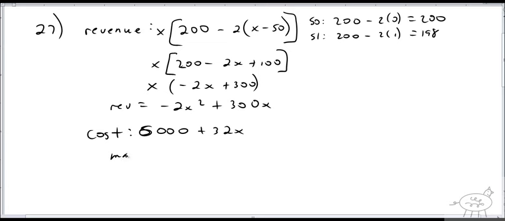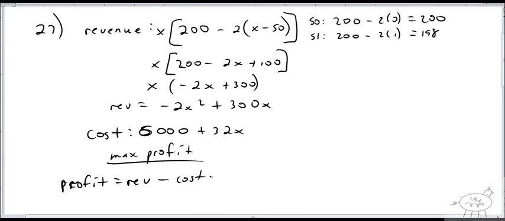All right, so what we're trying to do here is maximize profit. So we're going to look at our profit, which is equal to revenue minus the cost. Okay, so we're going to call that P of x, and it's going to be our negative 2x squared plus 300x minus, in parentheses, 6,000 plus 32x.